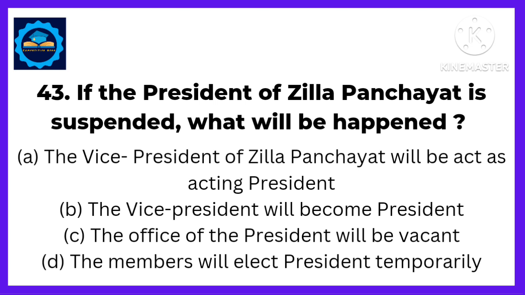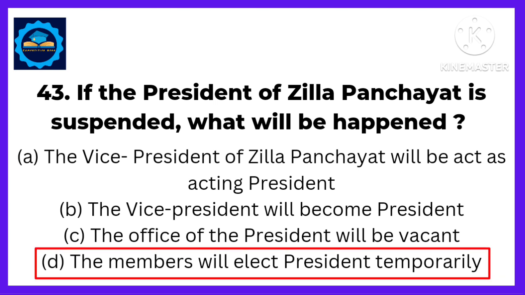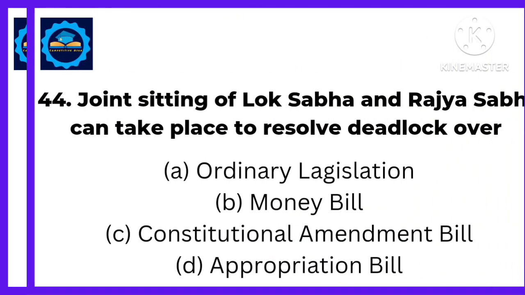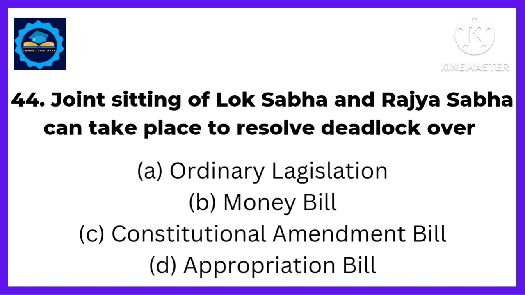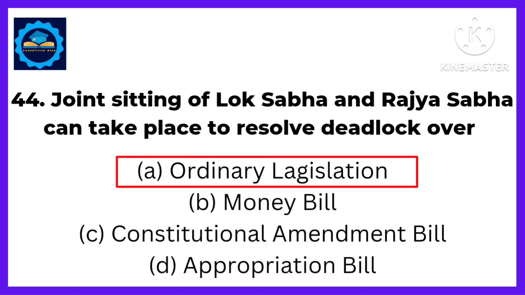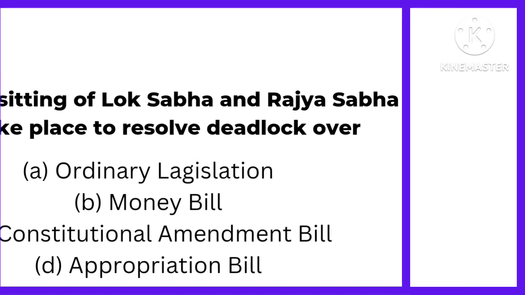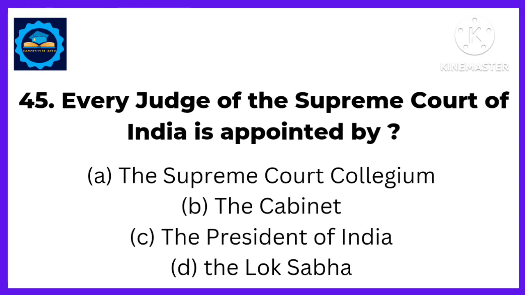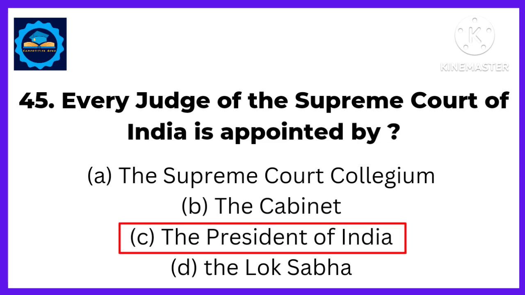Next, if the president of Zilla Panchayat is suspended, what will happen? Answer: The members will elect a president temporarily. Next, joint sitting of the Lok Sabha and Rajya Sabha can take place to resolve deadlock over? Answer: Ordinary legislation. Next, every judge of the Supreme Court of India is appointed by? Answer: The President of India.